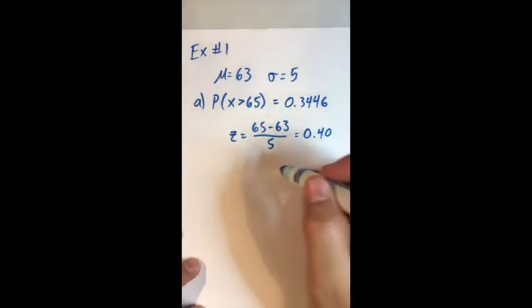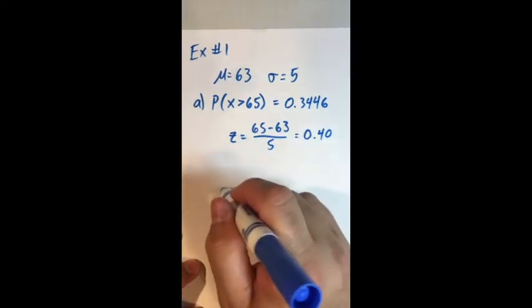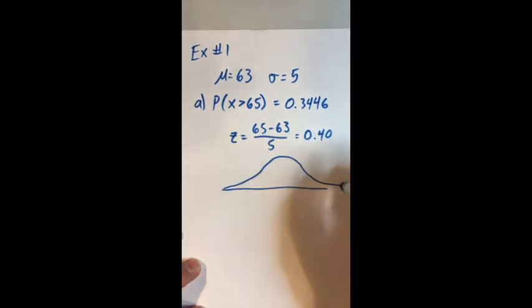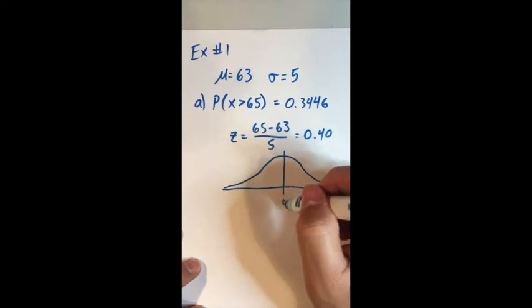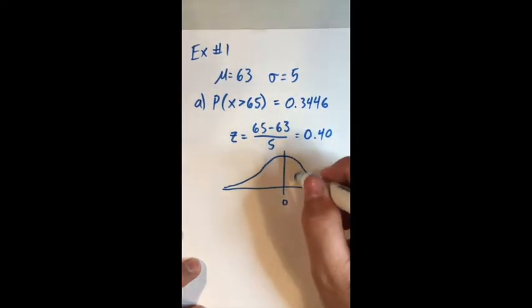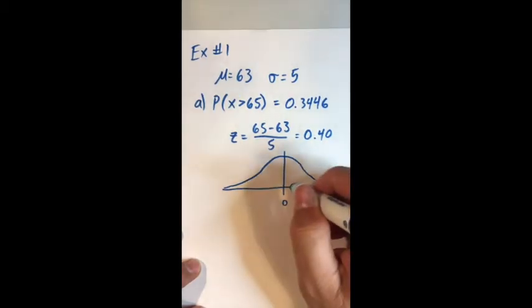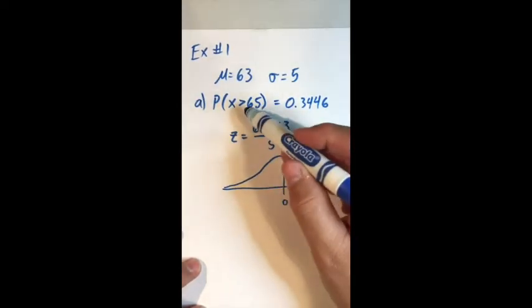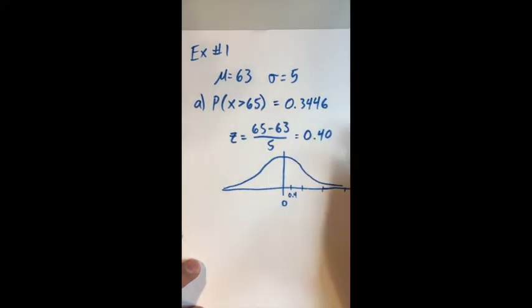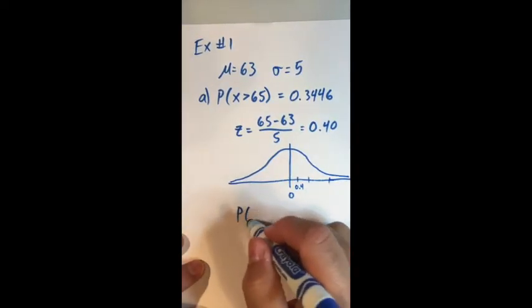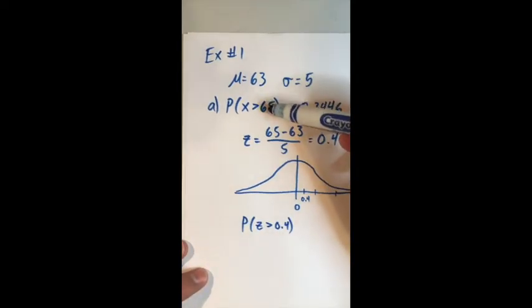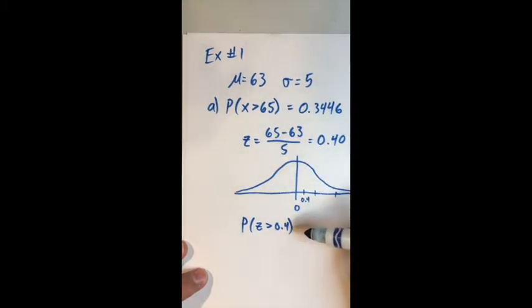Now let's think about what's happening in terms of the distribution. Remember we have this bell curve. Right in the middle of the bell curve is 0, and what we are dealing with is a z-score of 0.4. If this is 1 and this is 2 and this is 3, then we're somewhere right about here at 0.4. The question is asking about the probability that we're greater than this, which is equivalent to asking the probability that z is greater than 0.4. In this context, x greater than 65 is the same as z greater than 0.4.